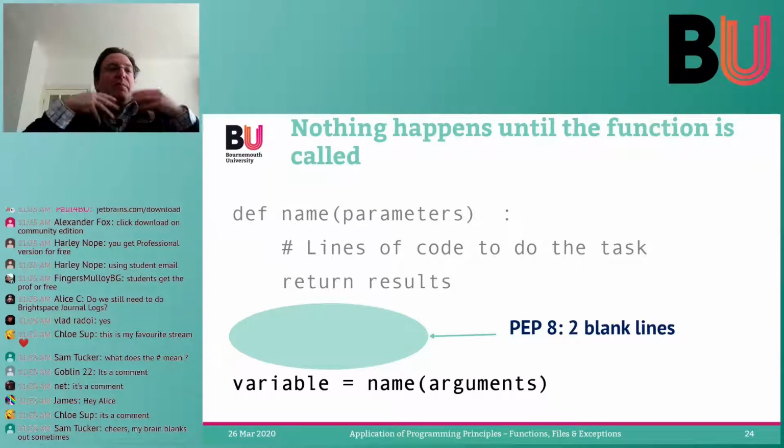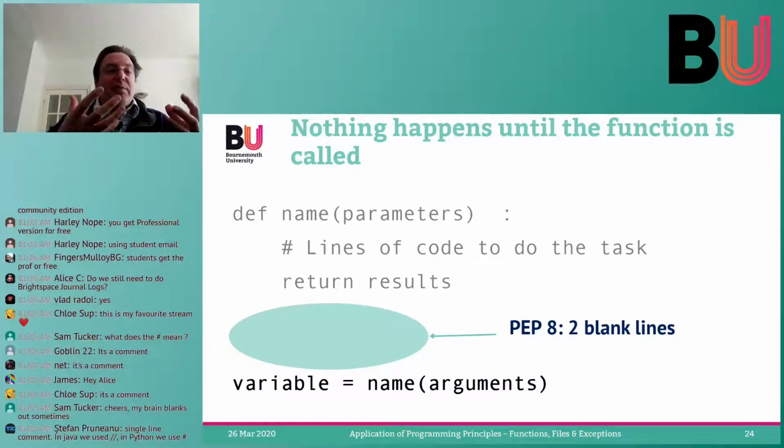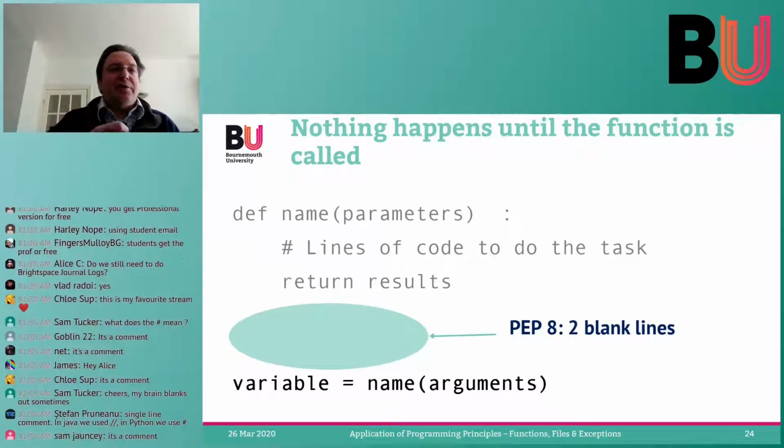So we have a variable here that we can assign the result of the name, as I said. And the style guide says that you should put 2 lines between a function and the rest, just to give a little bit more clarity.